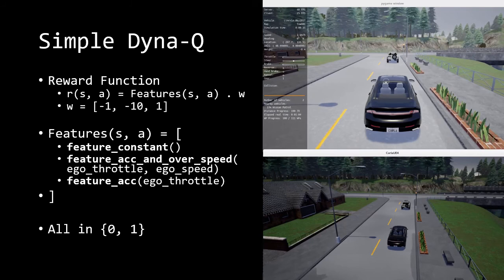Again, linear combination of features for the reward function. Then we have this constant term, a term that shouldn't happen too much, which is accelerating when you're already over speed, and then a term about acceleration, which is permitted. At the time I was using these binary features. And what you want to do is learn the reward, so it's already explicitly said here, and you want to learn the transition as well. So I applied the DynaQ algorithm, and here are the results.